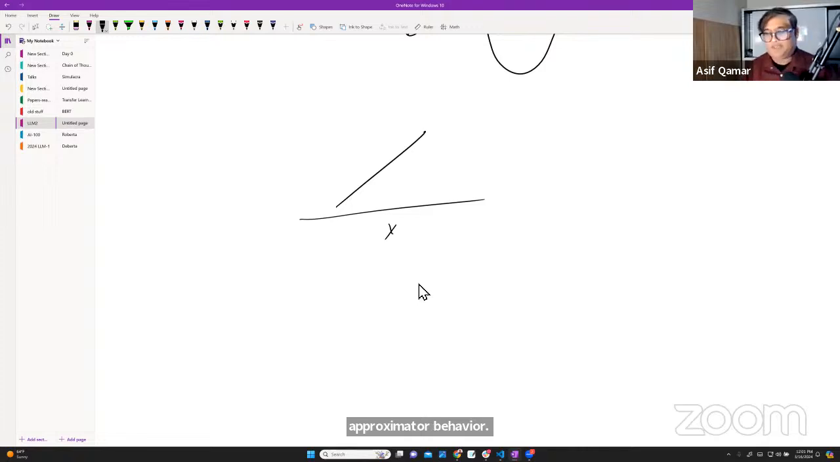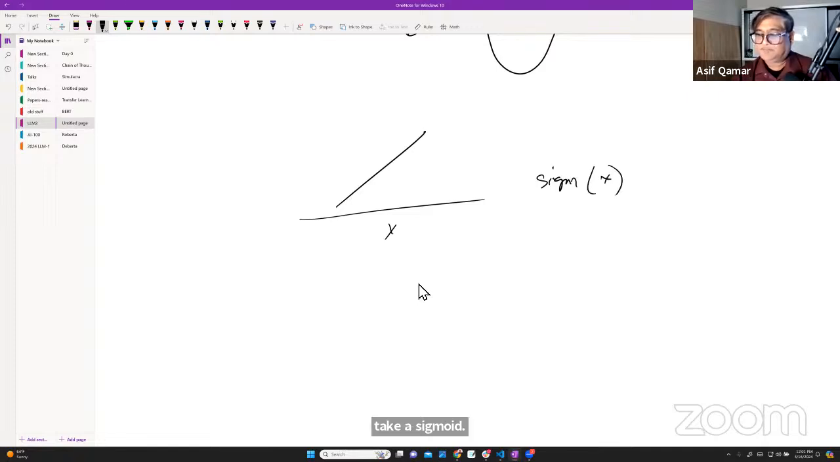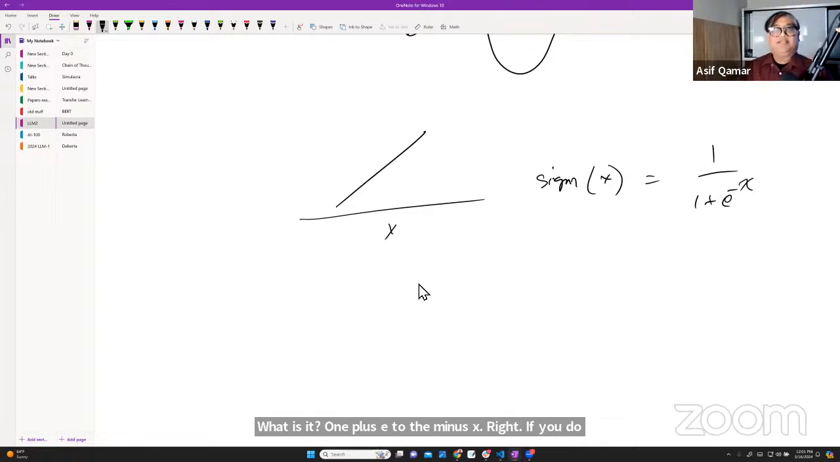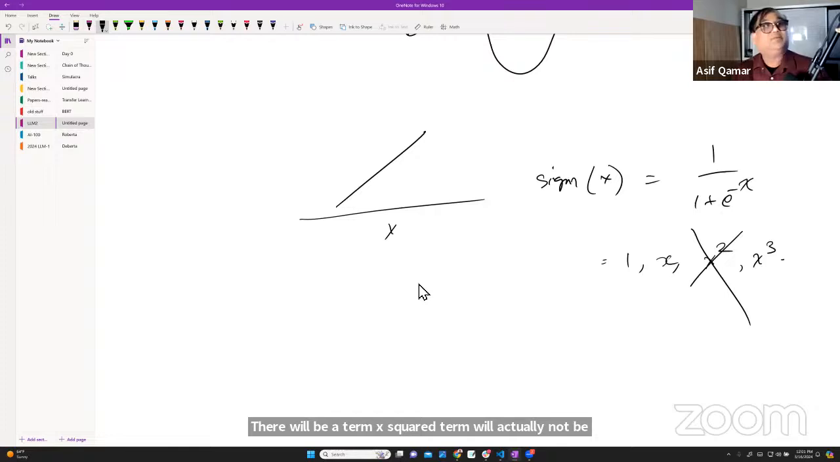So pick any approximator function. For example, take a sigmoid of x, which is 1 over 1 plus e to the minus x, right? If you do the Taylor series expansion of this, you'll realize that it contains, oh my goodness, unit terms, zeroth order terms, there'll be an x order term, the x squared term will actually not be there, and there'll be x cubed terms. So does that look bad? We can't use sigmoid.